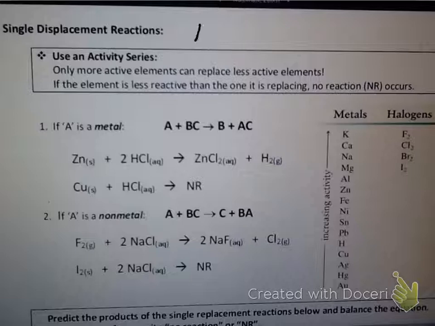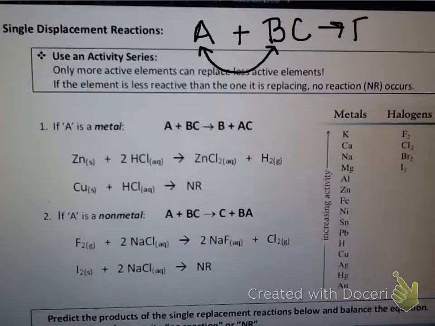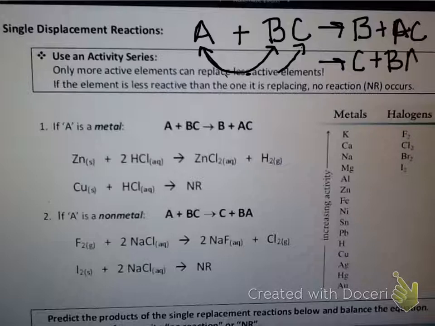We said a single displacement reaction occurs if you have an element that reacts with a compound. If you have a single displacement reaction, that element will switch places with one of the elements in the compound, and it will give you new products. So you'll have a new element plus a new compound, AC. We said that A, depending on what A is, can either react with B or it can react with C. It can switch places. So we could also get the new element C plus BA. How do we know which reaction is going to take place?